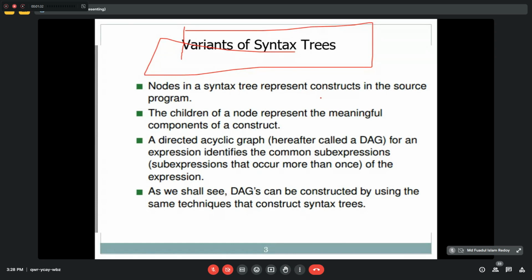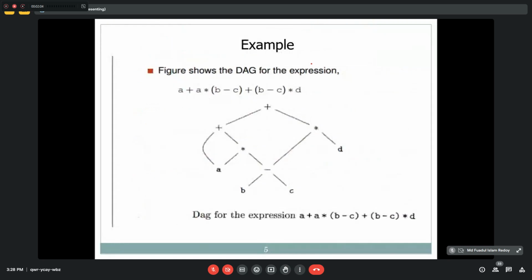So your syntax tree contains operands, meaning identifiers and constants, at the leaf nodes, and operators at the internal nodes. So this is the variants of syntax tree. Variants of syntax tree means, just a minute. If you think about this expression, just a minute.